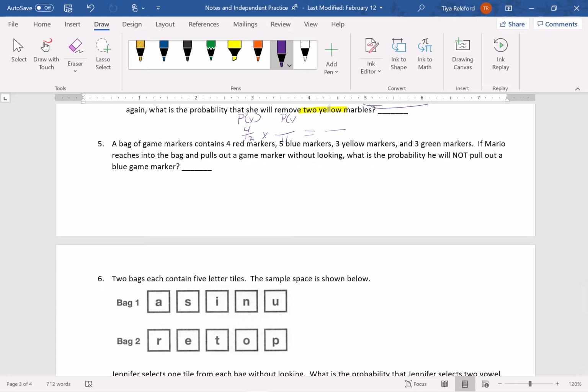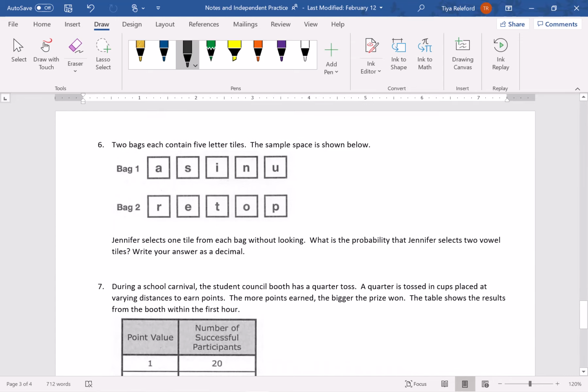A bag of game markers contains 4 red, 5 blue, 3 yellow, and 3 green. If Mario reaches into the bag and pulls out a game marker without looking, what is the probability he will not pull out a blue game marker? So probability of not blue, you're going to add 4 plus 5 plus 3 plus 3. I think you get 15. How many are not blue? And then you have to simplify, but that's it.